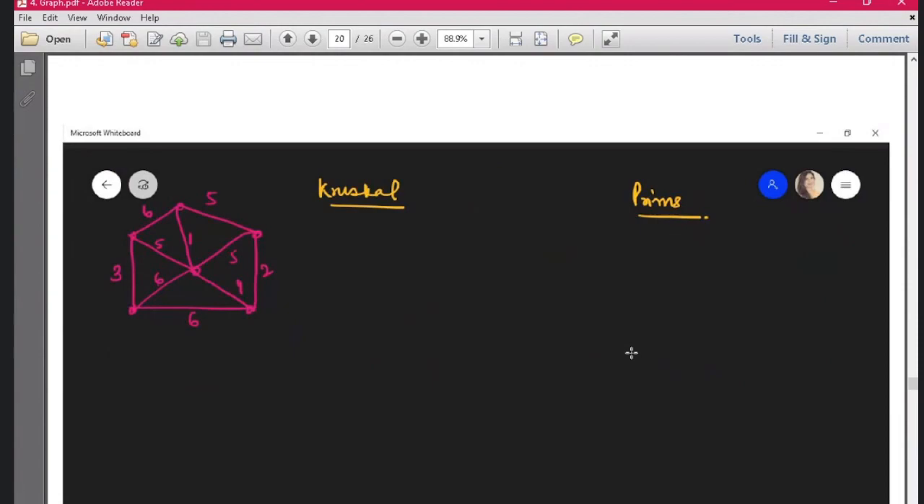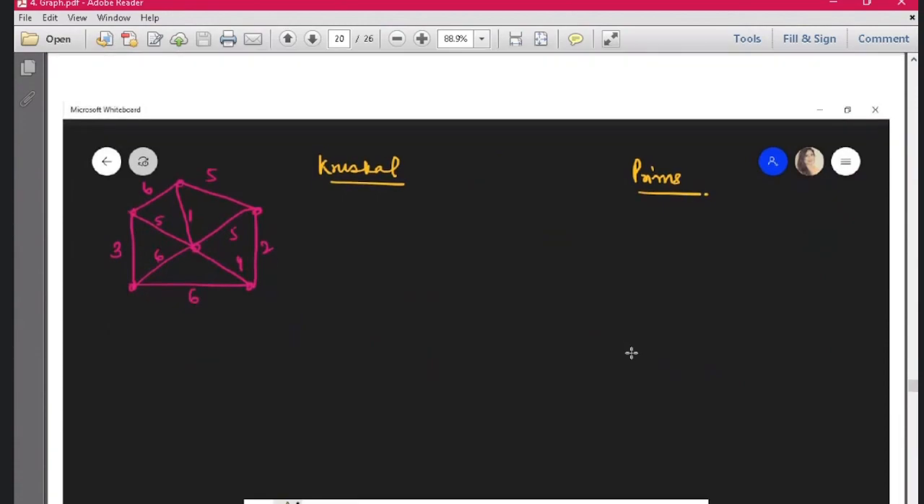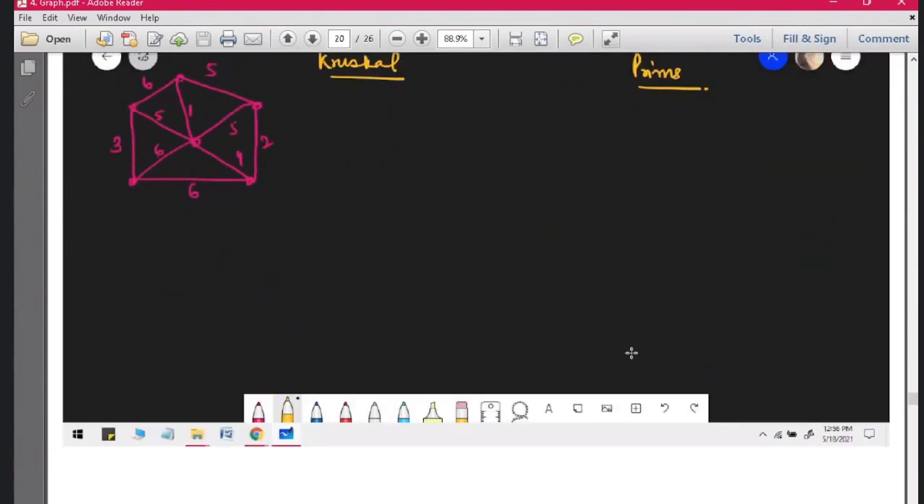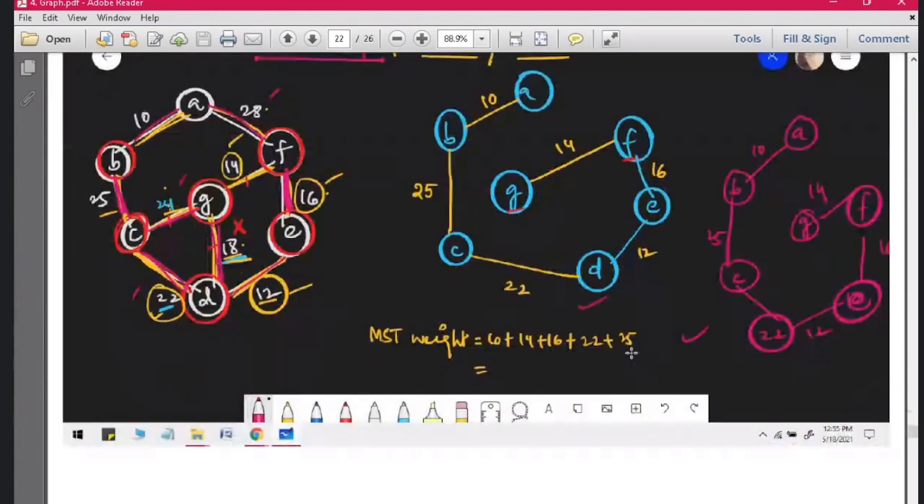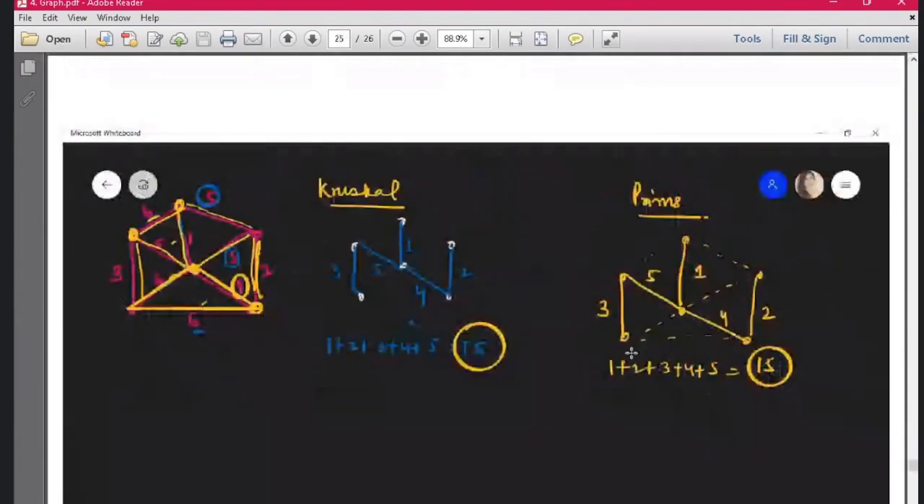So this is one more example. You have to apply Kruskal and Prim's algorithm on this graph, and you have to find out the result. Okay, we have discussed this. Now, if I apply Prim's and Kruskal's, the explanation is given very well.